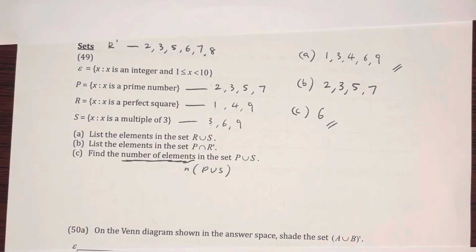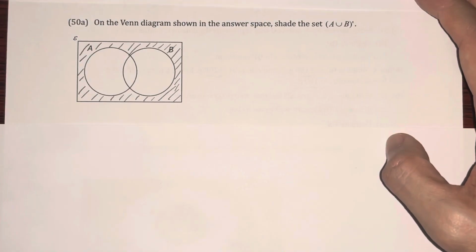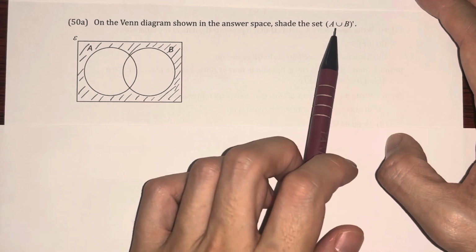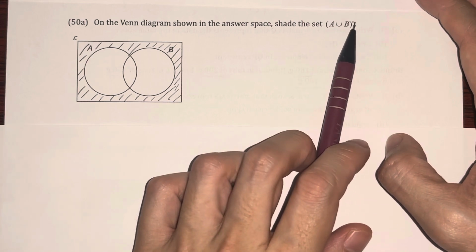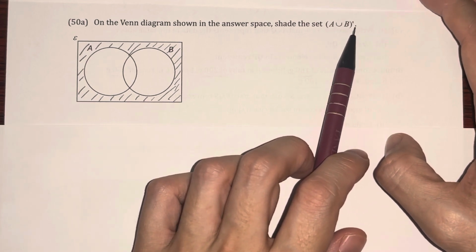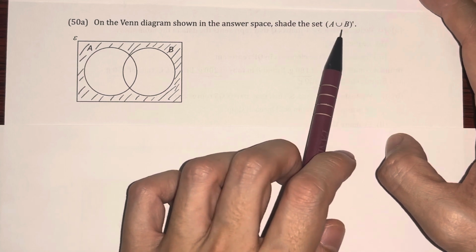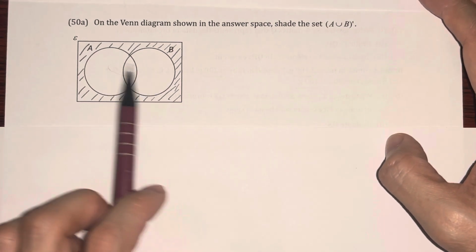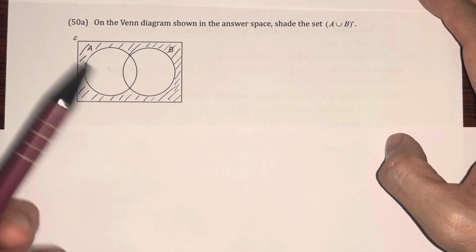Now let's look at the next question. This will be a shading question. So you can see that for here I want A union B prime. So I want everything except A union B. So A union B is here. So I don't want all this. I shade the rest. So that's why it's like that.